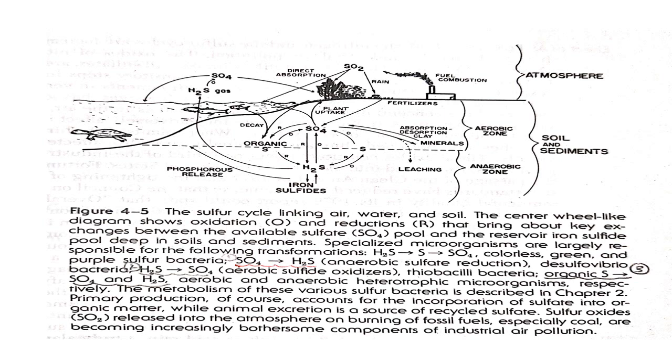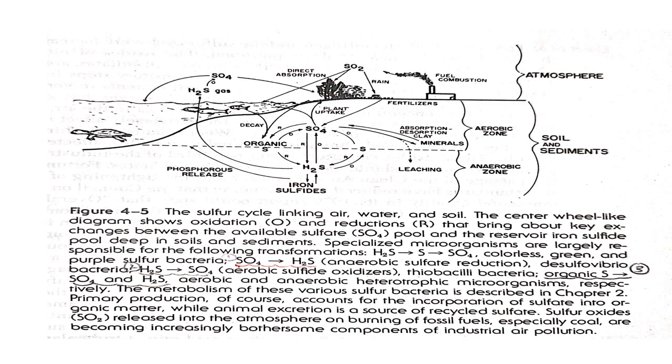They are basically taken up by the plant roots, and the organic sulfur is reduced to hydrogen sulfide. This hydrogen sulfide is released to the ocean as gas, and when it is released into the air, it is oxidized and produces sulfates. The sulfates are again directly absorbed by the plants, and these sulfates are also produced by fuel combustion.